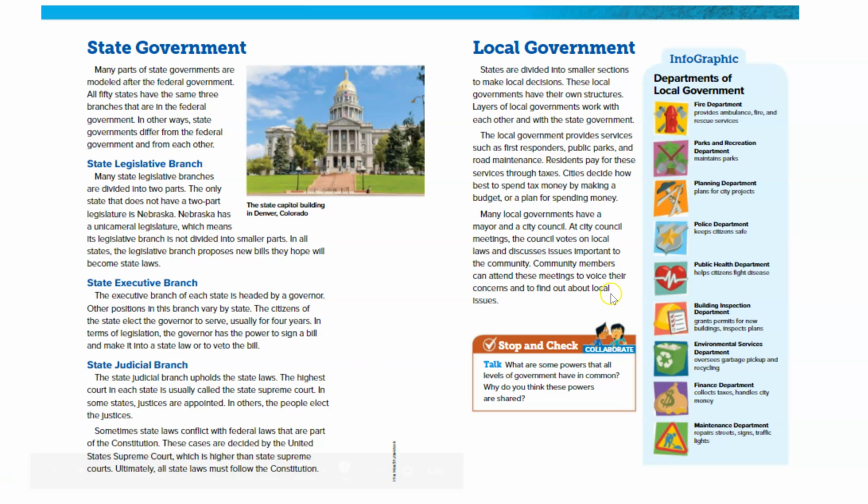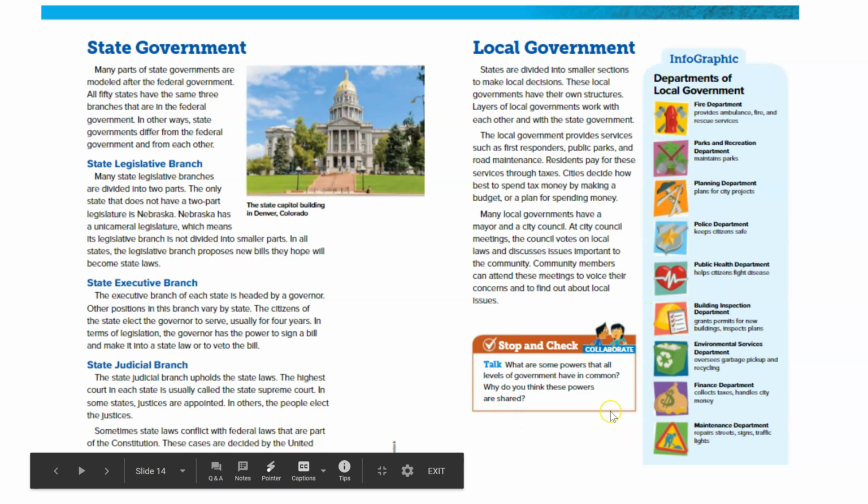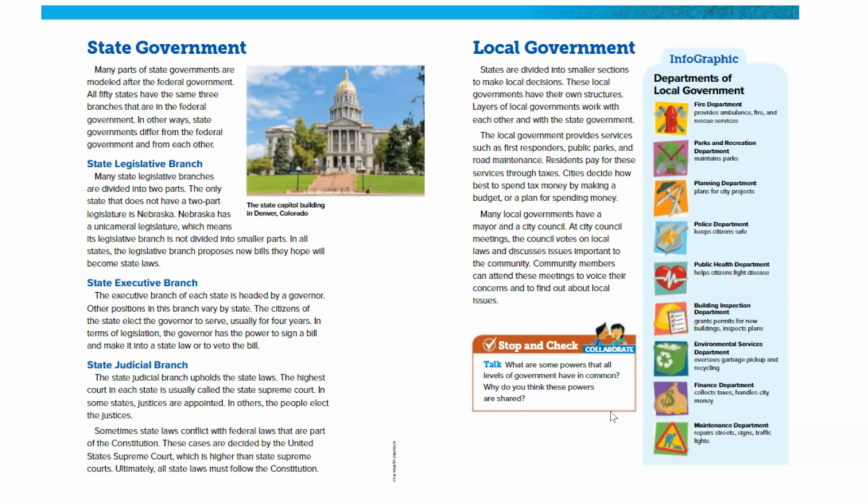My last question for you today is, what are some powers that all levels of government have in common? Why do you think these powers are shared? Stop here to think about that. Well, I've noticed that local, state, and federal governments all have the power to tax their citizens and use this tax money to fund important services. Without this tax money, we wouldn't be able to have the services we need to keep us safe. So that's why they are very important and why they are shared.